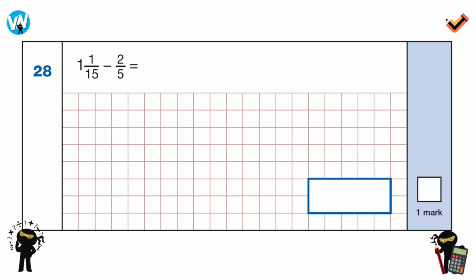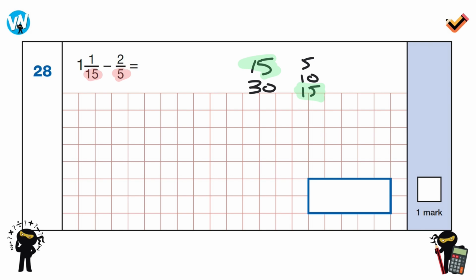So if we look at this SATs question now, the first thing that I'm spotting is that the denominators are different. That's me going into autopilot and thinking at some point I'm going to need to find a common denominator of 5 and 15. Well, in the 15 times table, it's obviously 5, 10, 15. The common denominator is going to be 15. I know I'm going to need to work with that at some point.